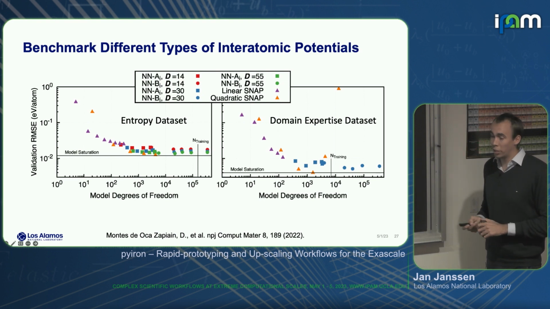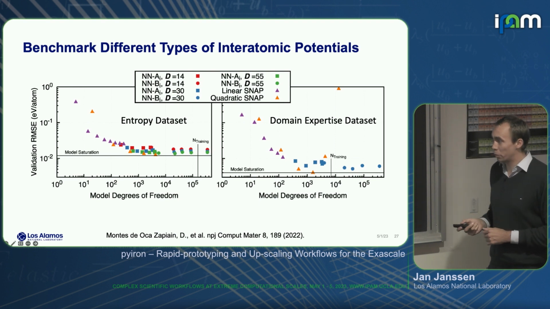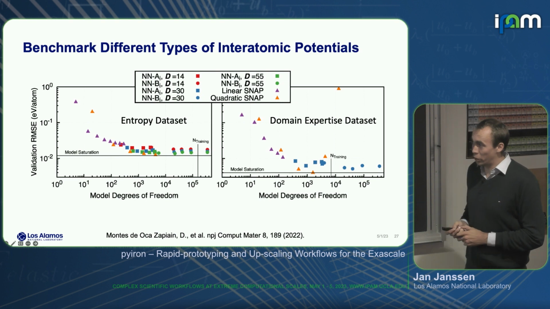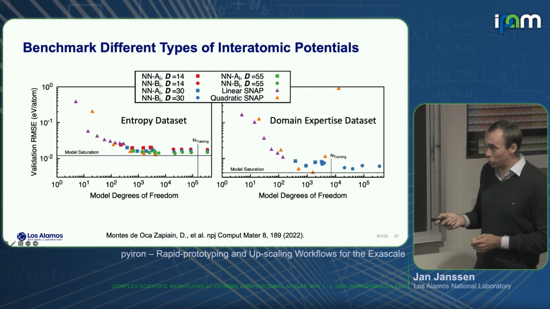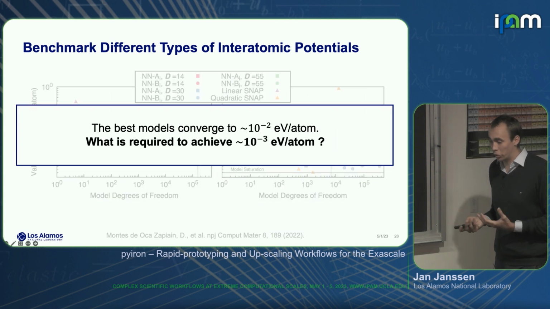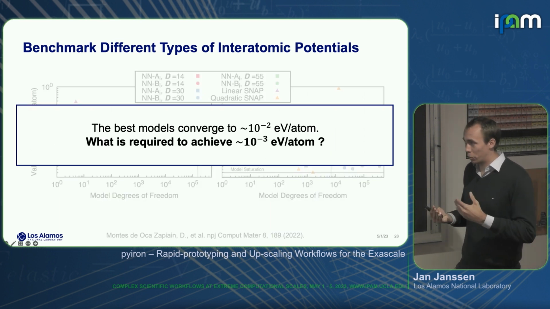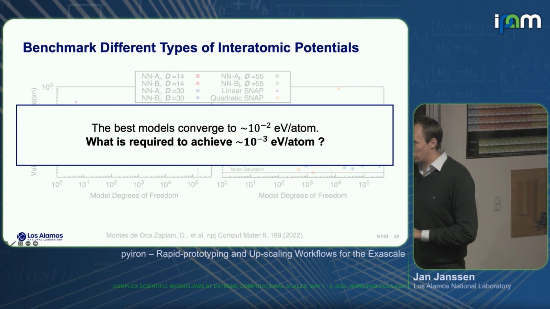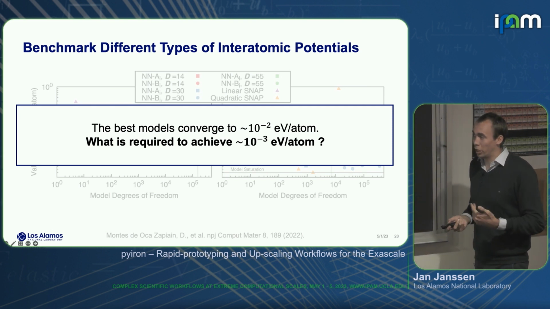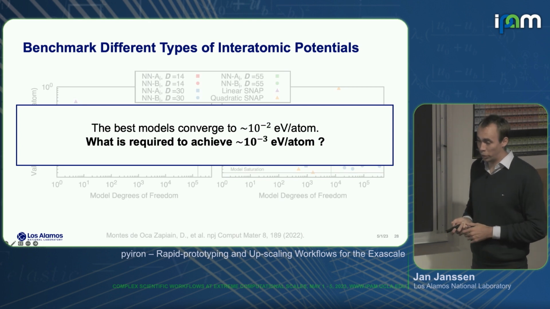While in contrast to this, for the information entropy maximized set, they really seem to saturate at something like 10 meV. And this is consistent really over all the different types of potentials, which made us ask the question, okay, what is really happening there, right? So why are the best models only able to converge to 10 meV, and why are we not able to go down to, for example, 1 meV?